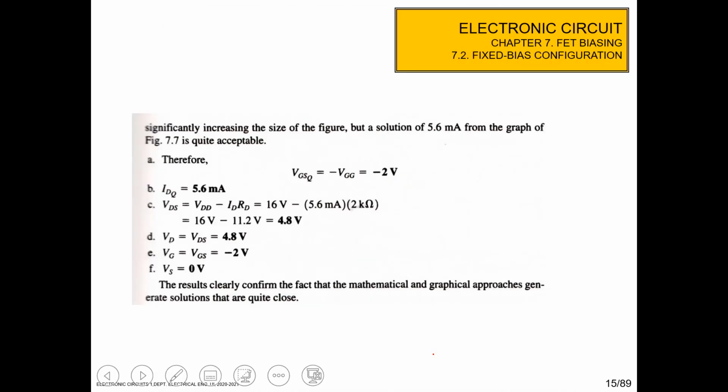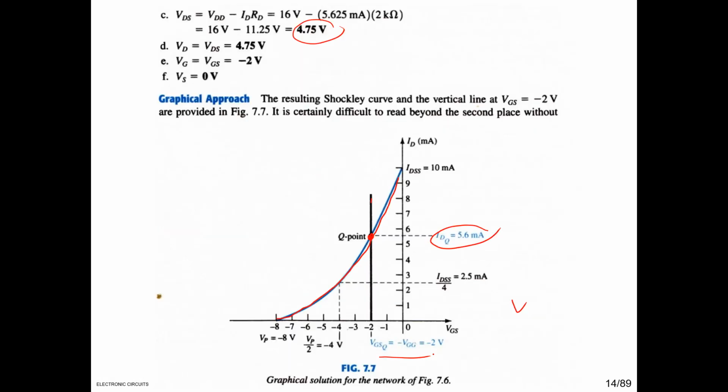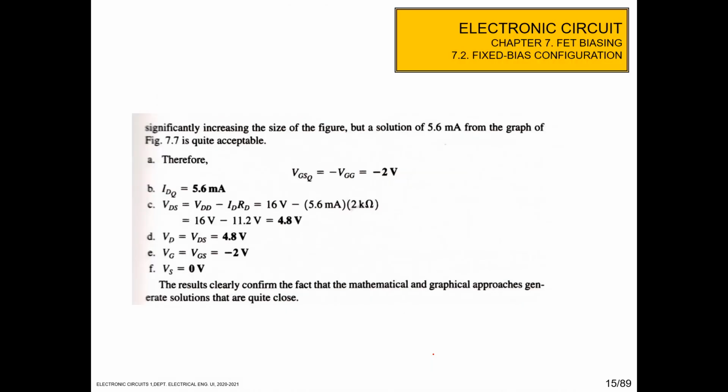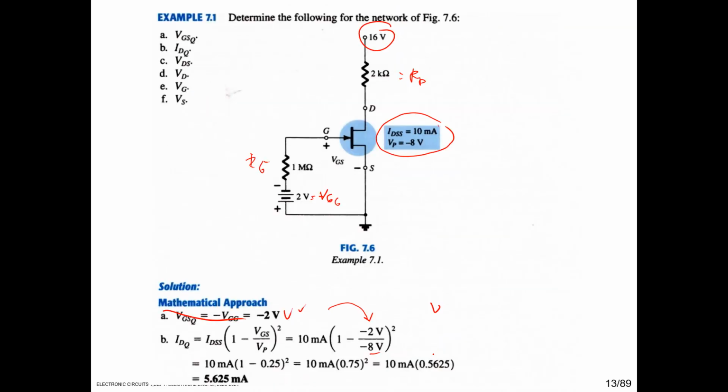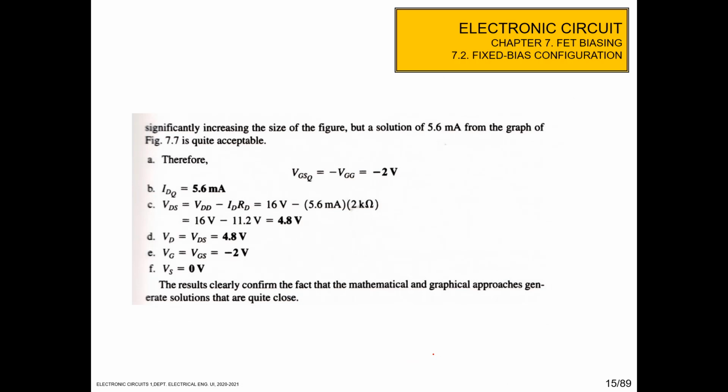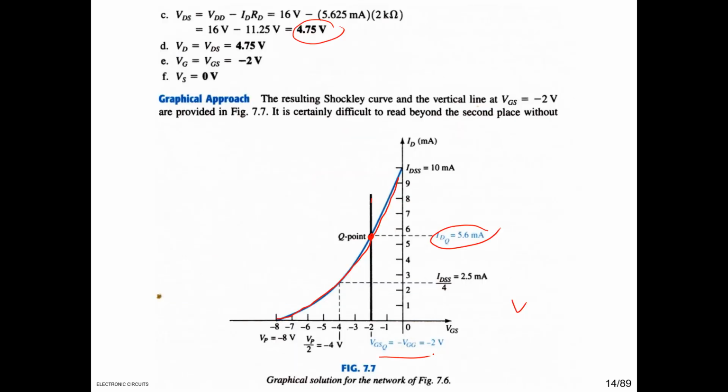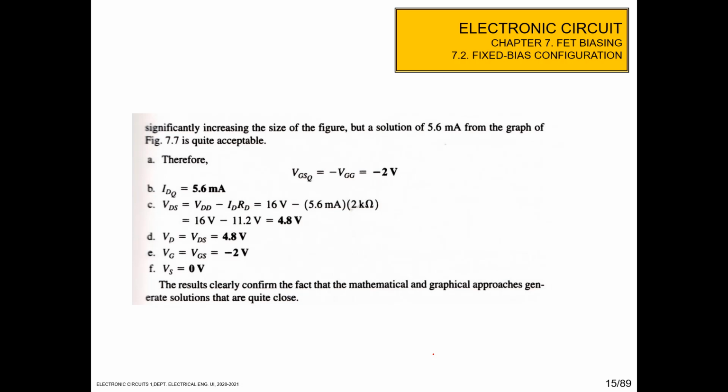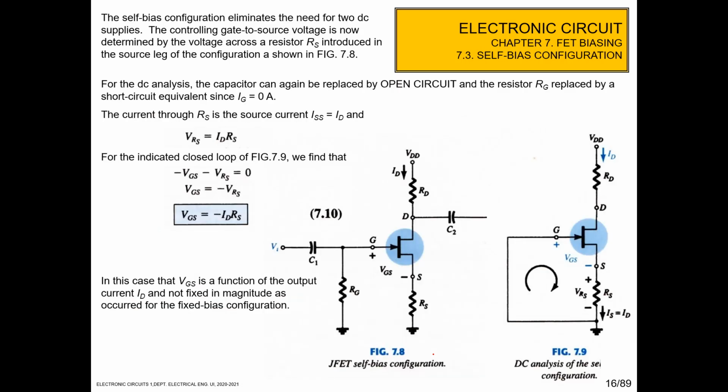Okay. So between the mathematical analysis and the graphical one, the results are very close. We can see here VGSQ is minus 2, IDQ is 5.6, and then VDS is 4.8. Yeah, very close. VD is 4.8, VG is minus 2, and VS is 0.